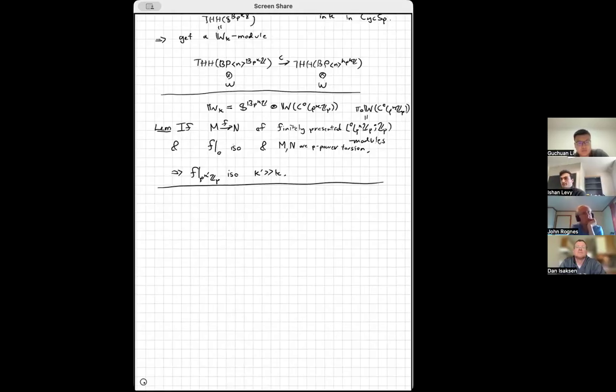So why is this? The proof is not so hard. The key thing to observe is that this category of p-power torsion finitely presented modules is an abelian category. And so what you learn is that the kernel of this f is finitely presented.